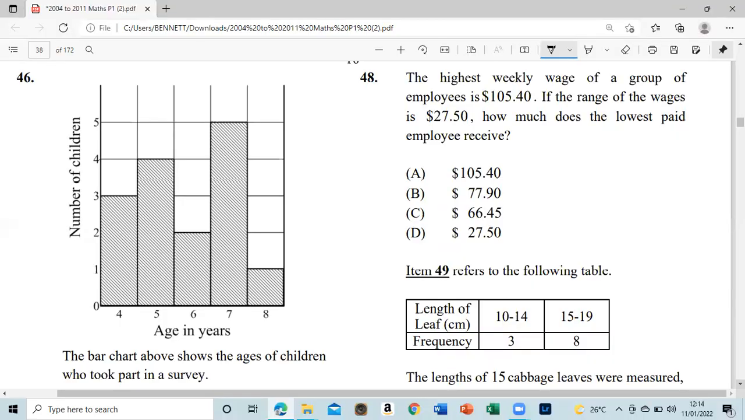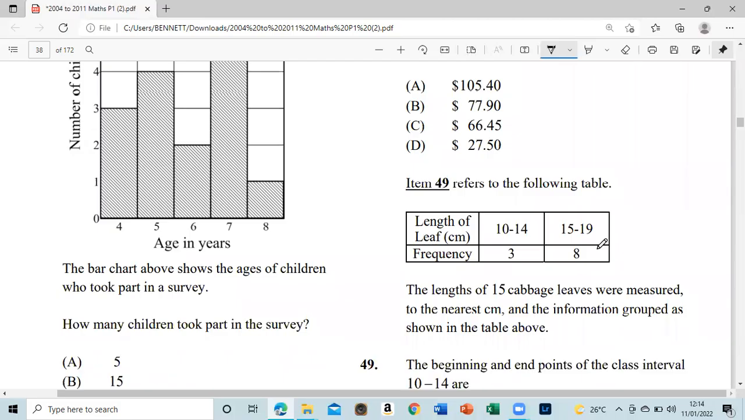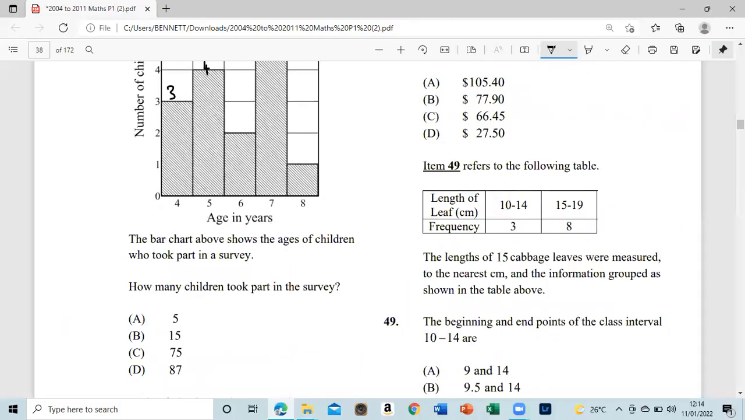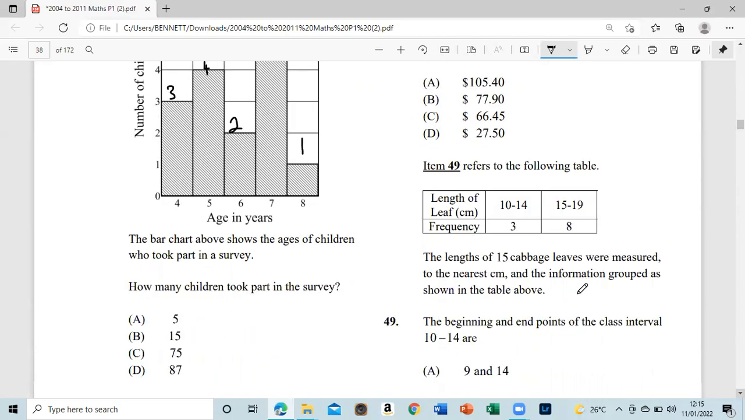Alright, the bar graph shows the ages of children that took part in a survey. How many children took part in the survey? So this is the age, this is the number, so it's 3. I think this is 15. This is 2. Just make a rough check: 3 and 5 is 8, 12, 15. This is correct, 15. So that would be 15.